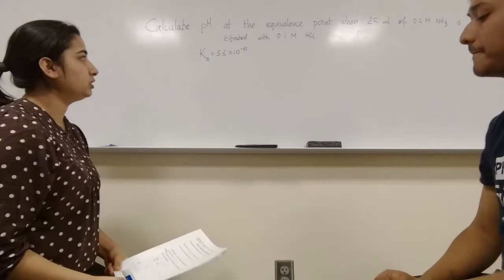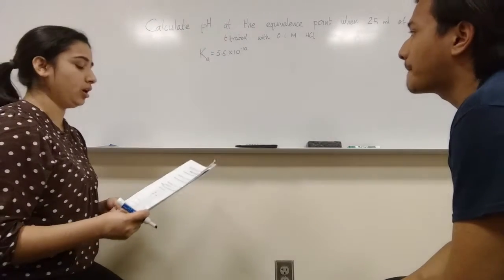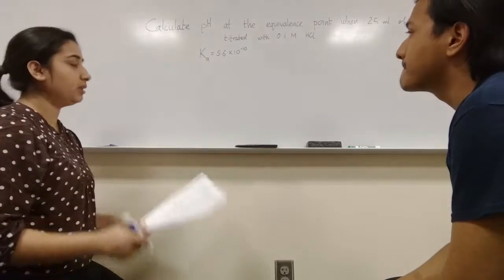Hey, I have a question. I was trying to find out the pH at the equivalence point, but I was not sure how to set up an ICE table for it. Can you help me do it?